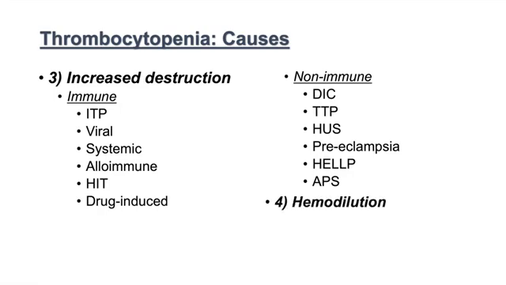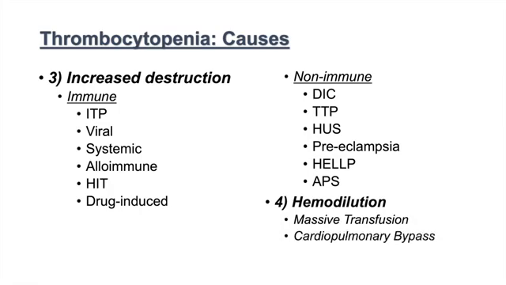And then the fourth category is hemodilution. We talked about this before. These can be from massive transfusions. We give the person a lot of fluids, we can actually dilute their thrombocyte count. It can also be from cardiopulmonary bypasses as well.